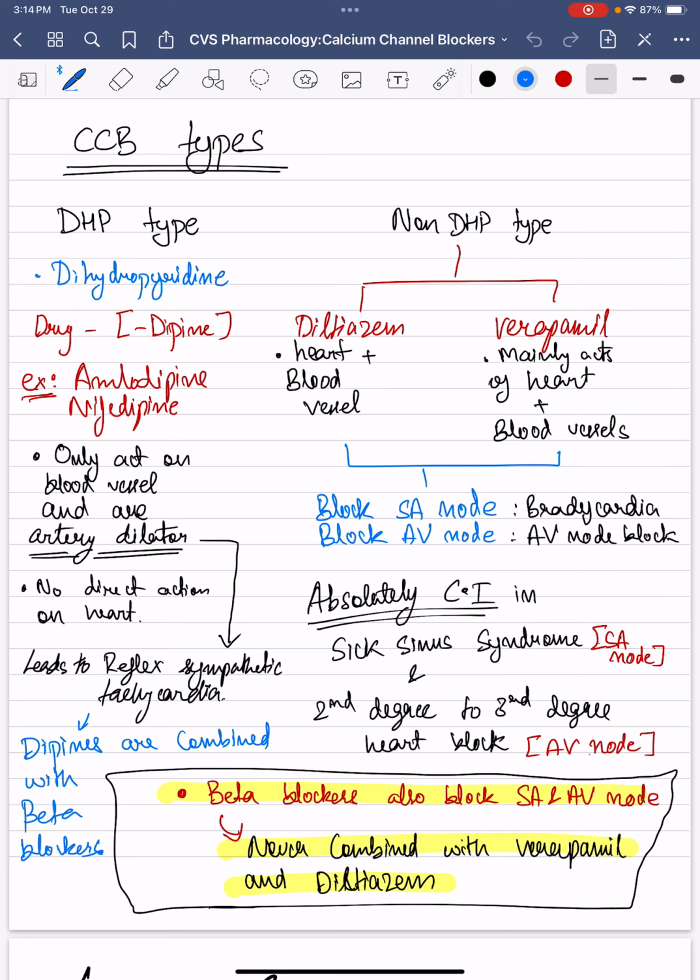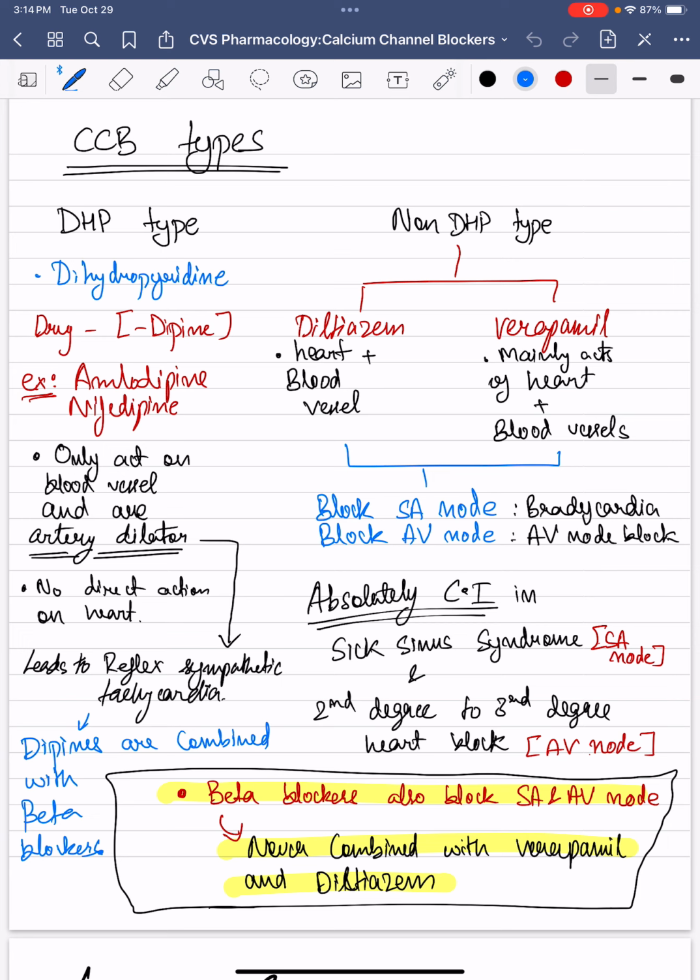They only act on the channels that are present on the blood vessels, and are dilators of the arteries. So they can also lead to reflex sympathetic tachycardia. That is why dipines are always combined with beta blockers when they are given. And dipines don't have any direct action on the cardiac muscles or on the heart, but only act on the arteries or on the blood vessels.